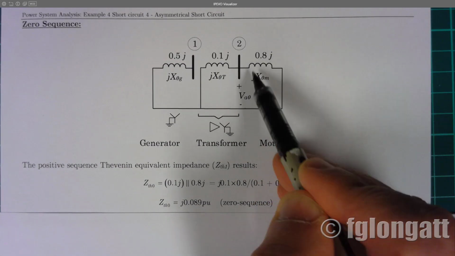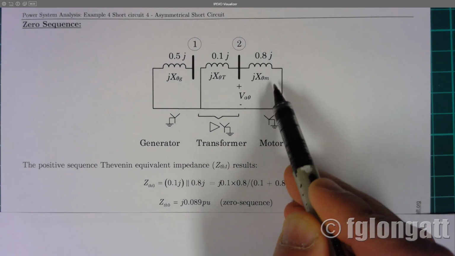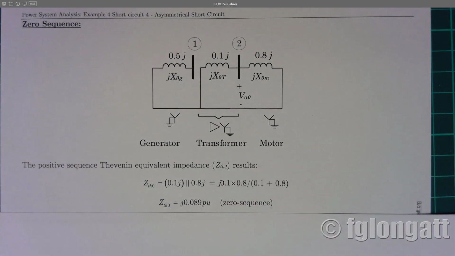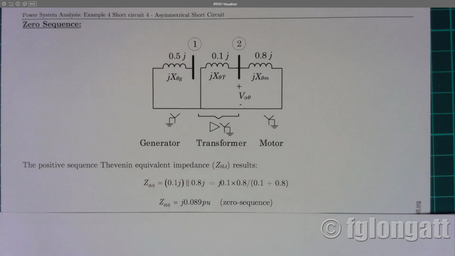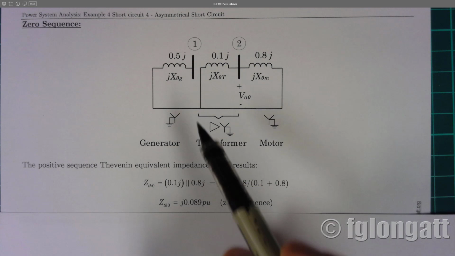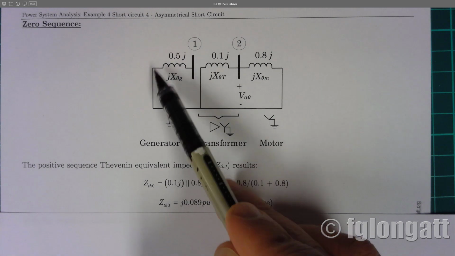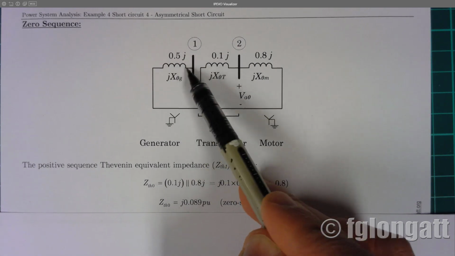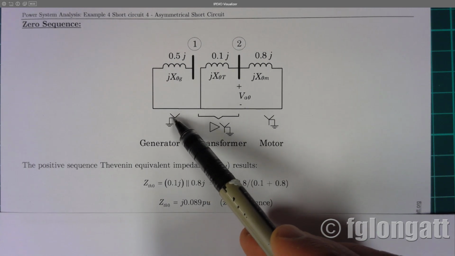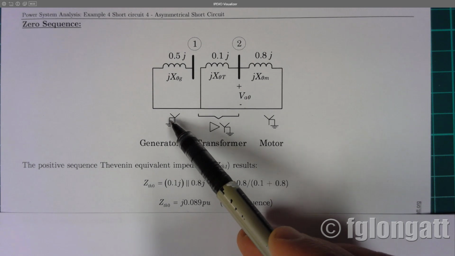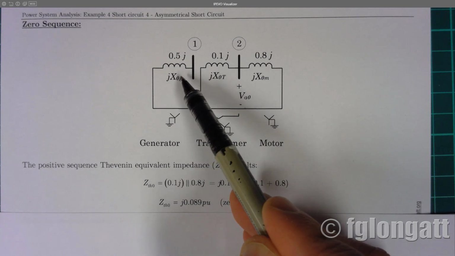This is the zero sequence reactance of the synchronous motor, and there is nothing between the neutral and the ground point. On the left-hand side, we have the equivalent circuit for zero sequence components in the case of this beautiful synchronous generator. Here we are using the zero sequence reactance of the synchronous generator, and because this generator is star connected and the neutral point of this star is solidly connected to ground, there is a path here for zero sequence.